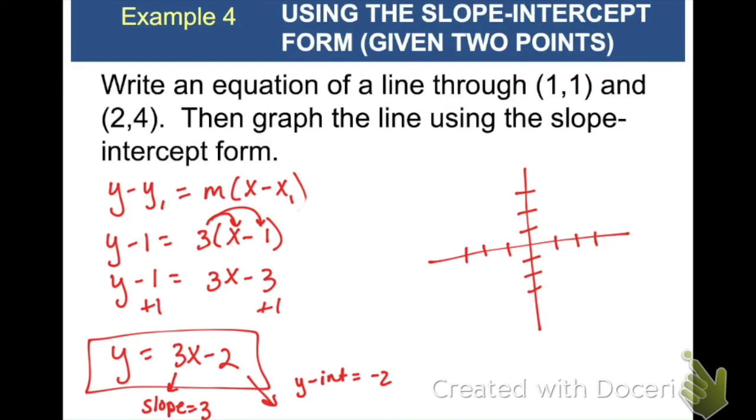So when I go to graph this, I start with my y-intercept. So I'm going to start with negative 2, and I make a dot there at negative 2. And from that point, from negative 2, my slope is 3, so I'm going to go up 3 over 1. So from this point right here, I'm going to go up 3, 1, 2, 3, and over 1. So I'm going to go up 3 and over 1 and make my point. And then now I'm going to connect the dots.